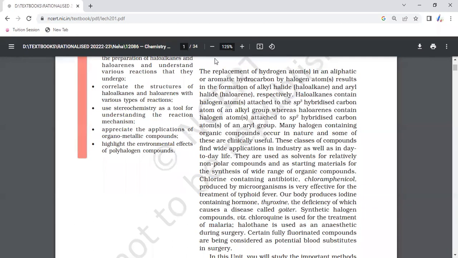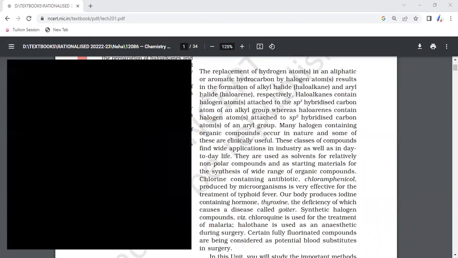What is haloalkane and what is haloarene? Already in the intro we have seen that the replacement of a hydrogen atom in an aliphatic or aromatic hydrocarbon by a halogen atom results in the formation of an alkyl halide or aryl halide. Haloalkanes contain a halogen attached to an sp3 hybridized carbon atom of an alkyl group, whereas haloarenes contain a halogen atom attached to an sp2 hybridized carbon atom of an aryl group. So let us see what is sp3 hybridized and what is sp2 hybridized.